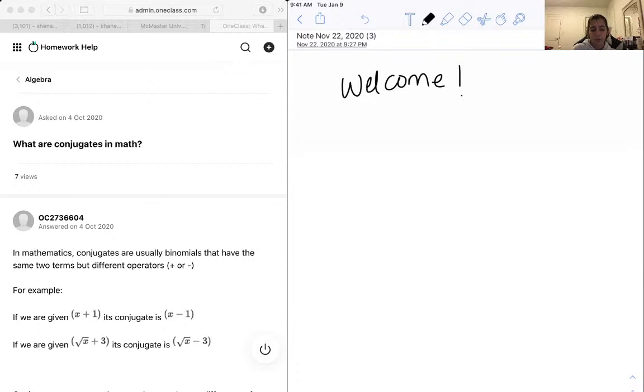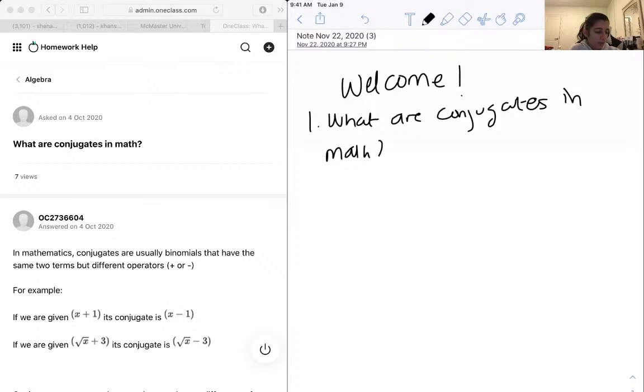So our first question is, what are conjugates in math? Conjugates are mainly just used in binomials, and they are kind of like the opposite, the different operators in between of the two terms.